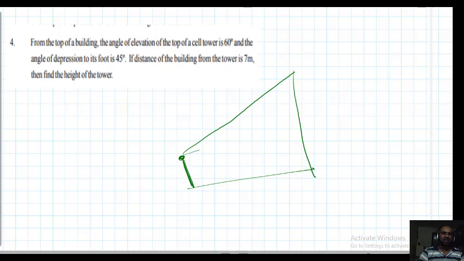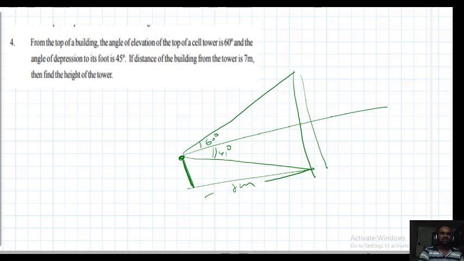You should draw the horizontal vision ray. This is 60 degrees. And the angle of depression to its foot is 45 degrees. Here only, this is the vision ray, the horizontal ray. This is given as 45 degrees. So this is the diagram. The distance of the building from the tower is 7 meters. Then find the height of the tower. This total height we should find. This is the rough sketch.